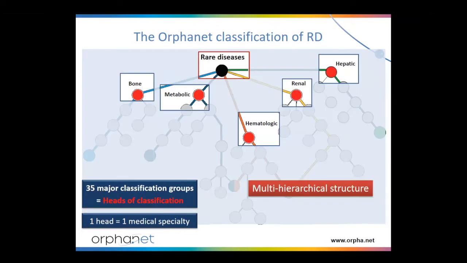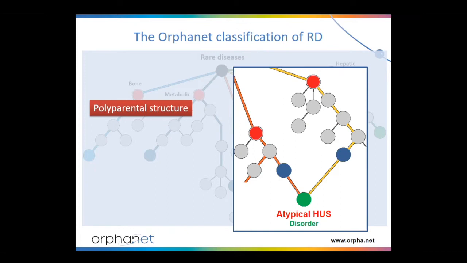Therefore, this system is multi-hierarchical, but it is also a polyparental system, since a given disorder is classified in as many hierarchies as necessary in accordance with its clinical characteristics and the medical specialties that it relates to, and can have different parent groups throughout the different hierarchies. For example, atypical HUS is a hematologic condition with a significant renal manifestation.